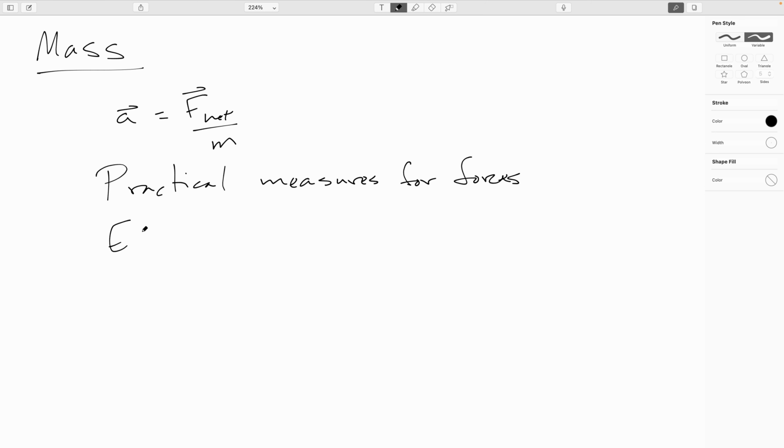A lot of materials exhibit a property called elasticity. And for at least a small region of it, if you stretch the material, it will exert a force that's proportional to its stretch.